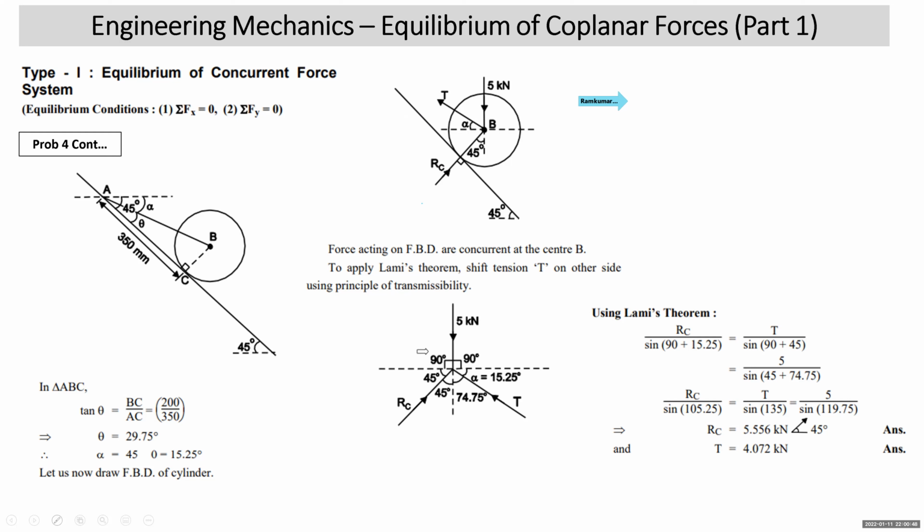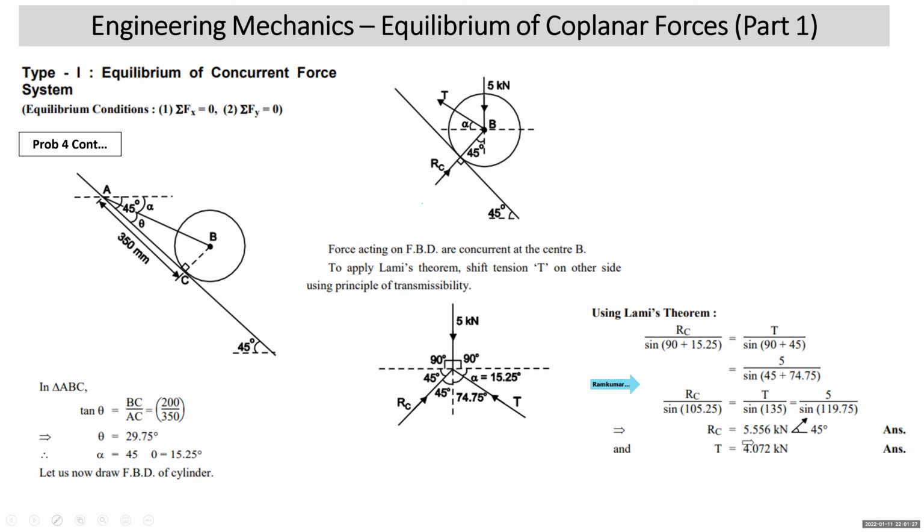Now this angle 90, this is 45 degree with vertical, so 45 degree with horizontal also. This angle alpha is 15.25 degree. This is with the horizontal. All right. So with vertical, it is 90 minus alpha, which we have marked. Now you can apply Lami's theorem. RC upon sine of this angle, 90 plus alpha, 90 plus 15.25. Then T upon sine of this angle, 90 plus 45, and 5 upon sine of this angle, 45 plus 74.75. So further you simplify: RC upon sine 105.25, T upon sine 135, 5 upon sine 119.75.